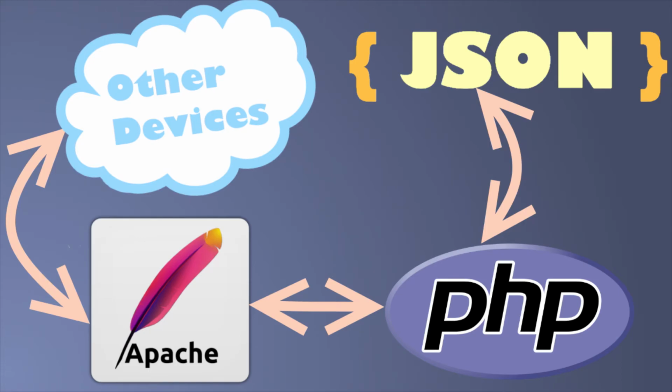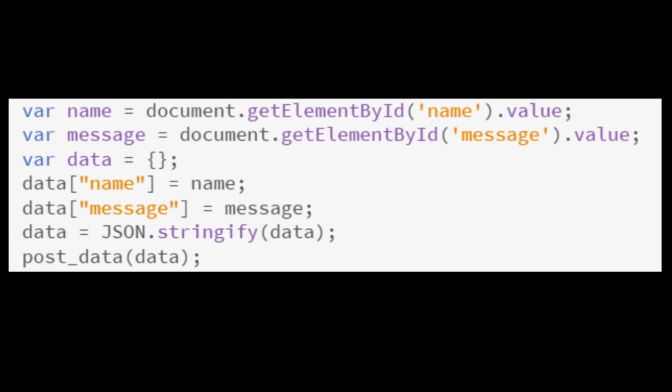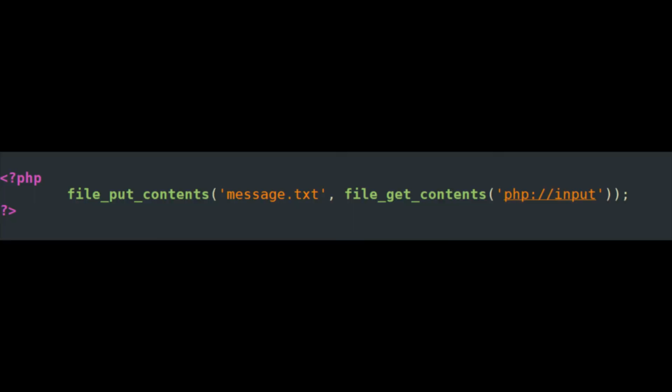So, to put everything together in a contrived example, I've installed Apache and PHP on my Pi. Then I've written this simple website that allows the user to send a message to the Pi and subsequently retrieve the last message sent. After I type in my name and message, the data from these text boxes is converted into a JSON string and sent via an HTTP post request to savenewMessage.php.